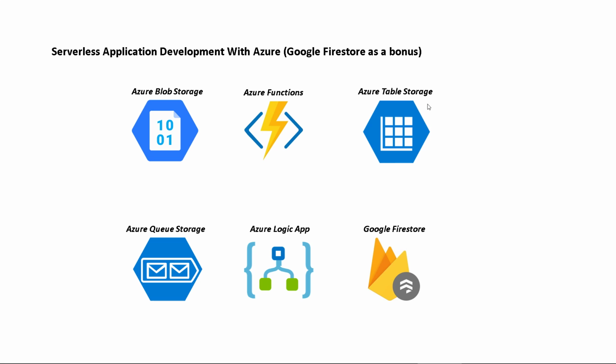Azure Table Storage to act as our database to store our data. Queue storage to essentially just be a queue for our workflow. Azure Logic App to send an email, and Google Firestore. The Google Firestore is just thrown in there as a bonus to substitute if you didn't want to use the Azure Table Storage. You could use the Google Firestore or any other database that has a REST API.